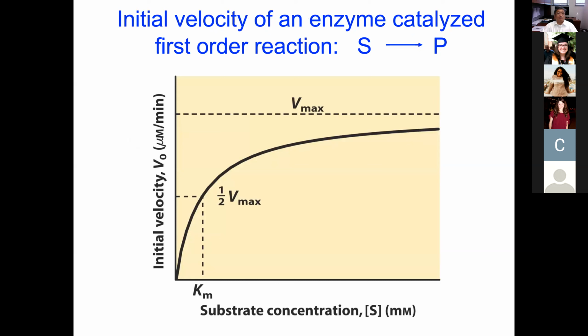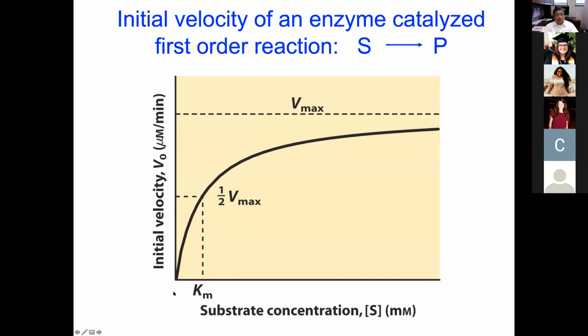But if you have an enzyme catalyzed reaction, you see a very different curve for the simple first order reaction which is catalyzed by enzyme. Again, the y-axis is the initial velocity of the reaction, and the x-axis is the concentration of the substrate, the reactant. And here you see for the enzyme catalyzed reaction, we see this hyperbolic curve.